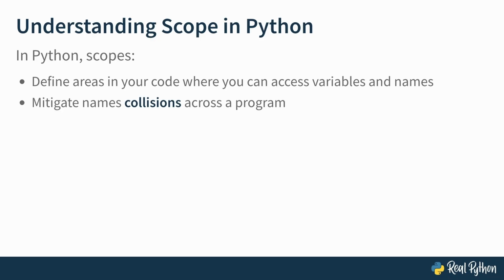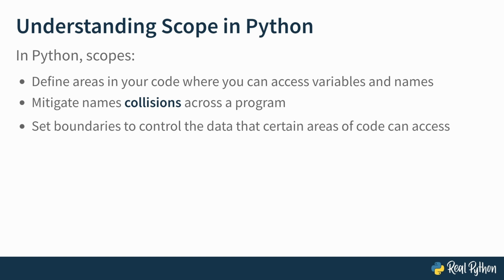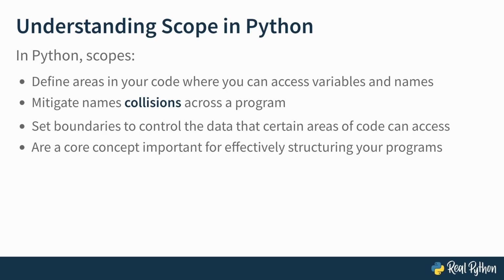Another important element of software design is isolation. A function or class should only have access to the data it needs. With scopes, you can set boundaries to control the data that certain areas of code can access. In short, scopes are a core concept important for effectively structuring your programs.